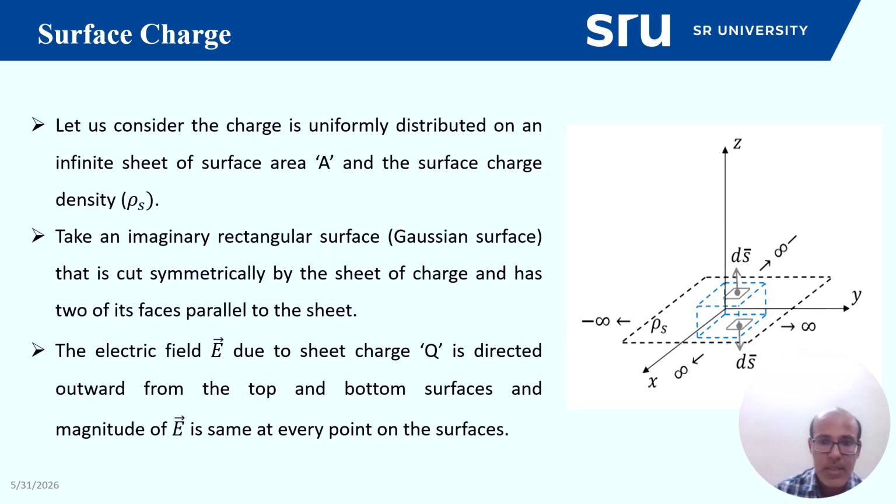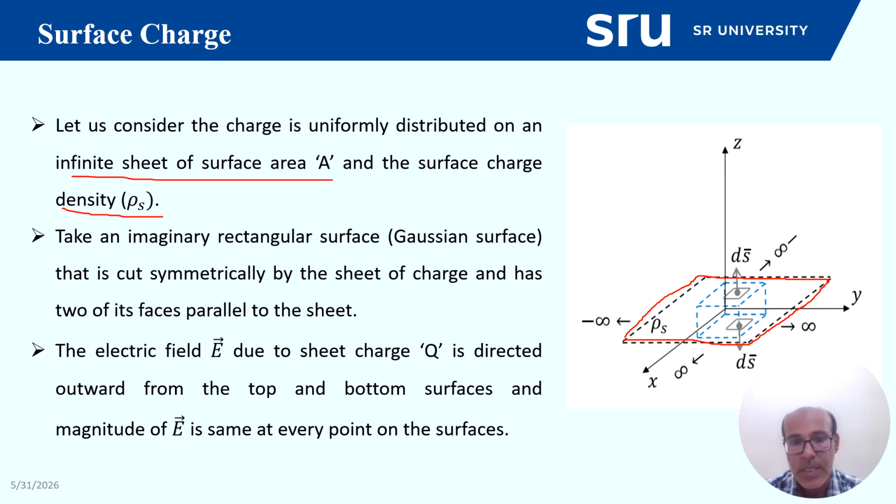Now let's look at the surface charge, which is the third. You have a surface charge, which is two-dimensional charge spread across two dimensions. In this case, it is spread across the xy dimension, the xy plane, I can call it, and the z axis is perpendicular to it. So the surface area of that is A, and the charge density is rho s. If it is line charge, we have written rho L. If it is surface charge, we write it as rho s.